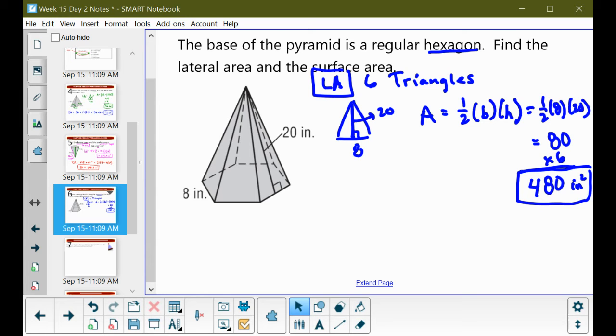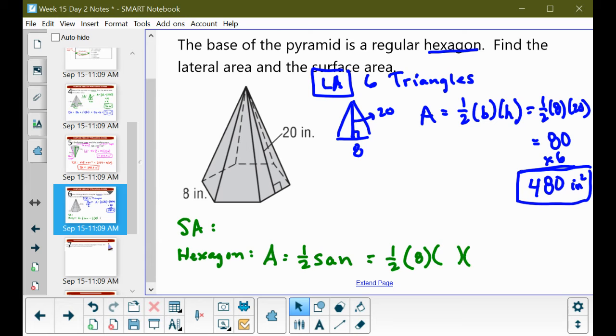So let's find the surface area here, which means we need to add the lateral area with our base. We need to find the area of the hexagon. So the hexagon's formula is 1/2 S A N, or 1/2 a times the perimeter. I like S A N: the side length, the apothem, and the number of sides. Unfortunately for this one, we have the side length, we have the number of sides, but we don't have the apothem, so we have to figure out what that is. So let me pull the hexagon out here.